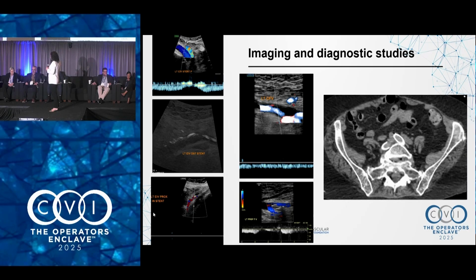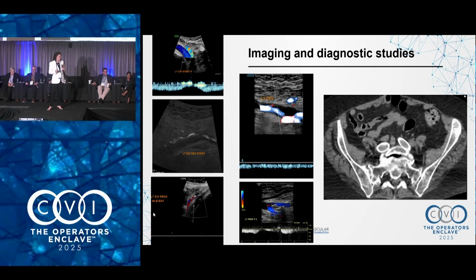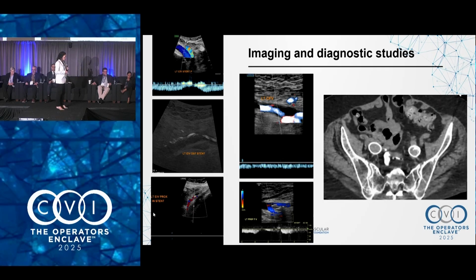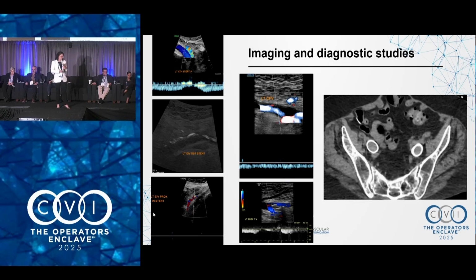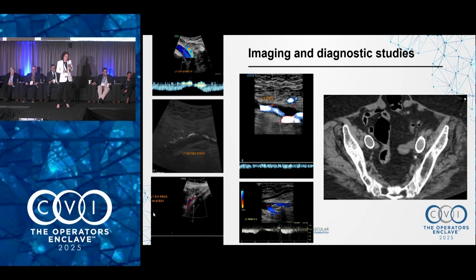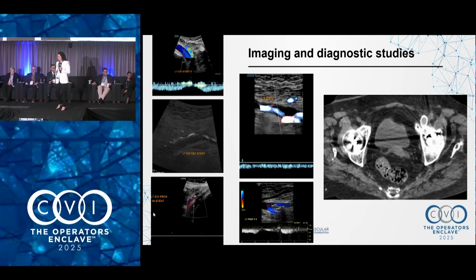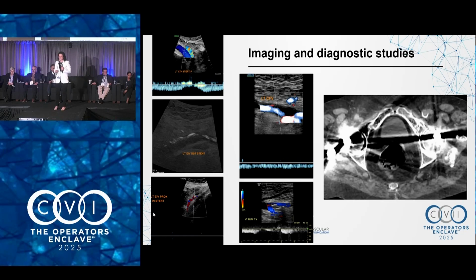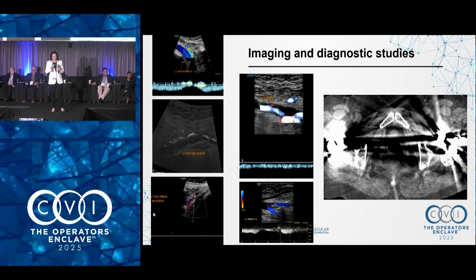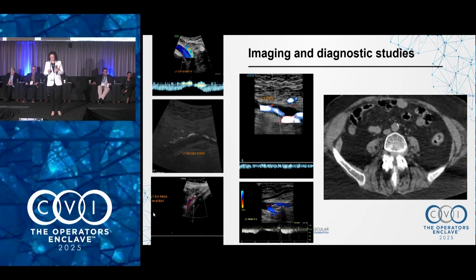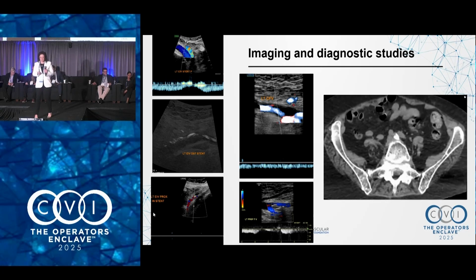And then I always want to know what's the options here, what is my inflow? And so we confirmed that the profunda was open, and there was some femoral disease given her recurrent DVT. She also had a CT scan, so I like to get axial imaging in patients who have a history of stenting and other prior work.